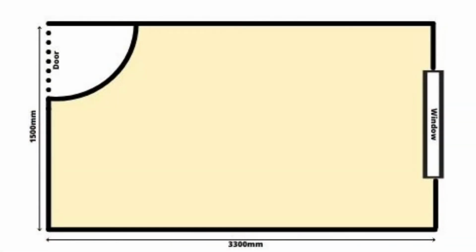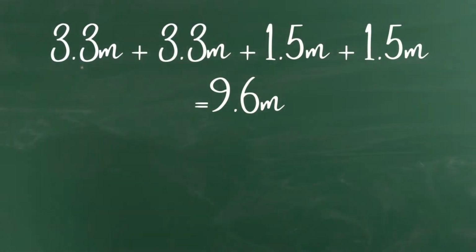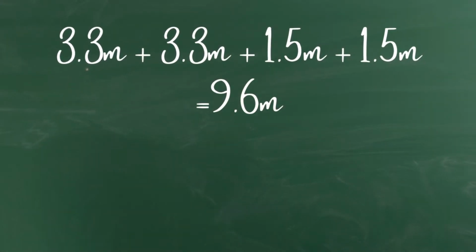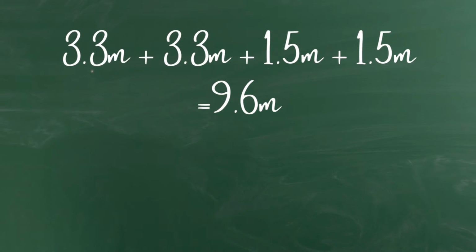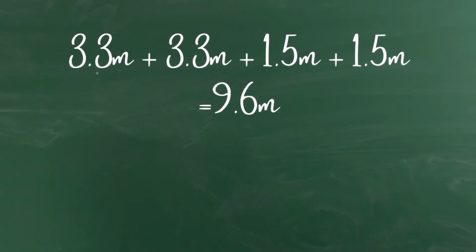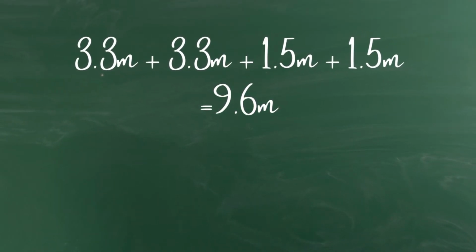Imagine you were looking to clad this room in our 1 metre wide wall panels. As you can see, it measures 3.3 by 1.5 metres. By adding the length of each of the 4 walls together, you reach a figure of 9.6 metres, which in this case simply converts to 10 boards.